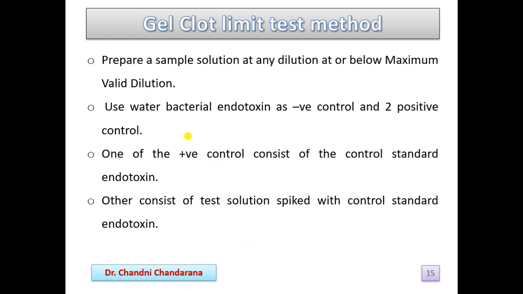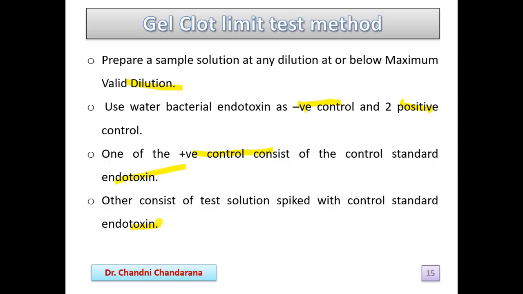So what is the gel clot limit test method? Here we have to prepare a sample solution at any dilution, at or below the maximum valid dilution. Then we use water for bacterial endotoxin test as both positive and negative control. We have to take 2 positive controls and 1 negative control. One of the positive controls consists of a controlled standard endotoxin, and the other consists of a test solution spiked with controlled standard endotoxin.